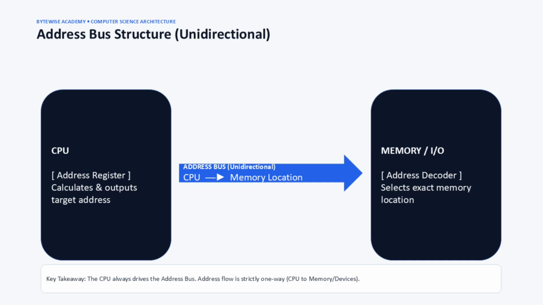That's why the key takeaway on this slide is so important, that the CPU always drives the address bus. Address information always flows in one direction, from the CPU to memory or input-output devices. Once the correct memory location has been selected, the next question becomes how does the actual information travel? That brings us to our second type of bus, the data bus.